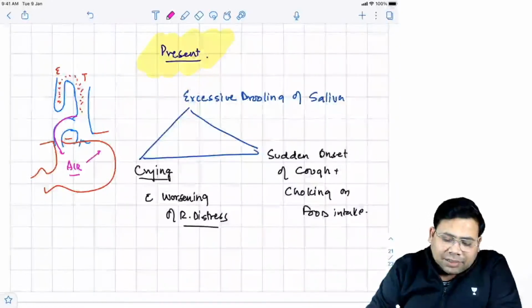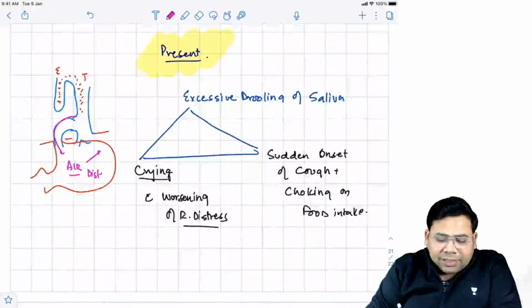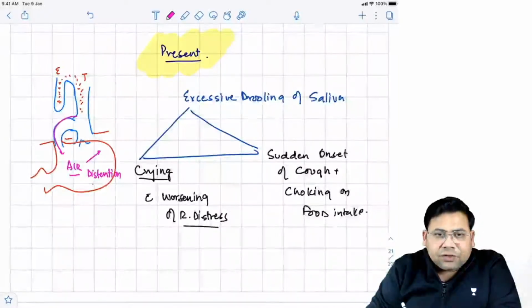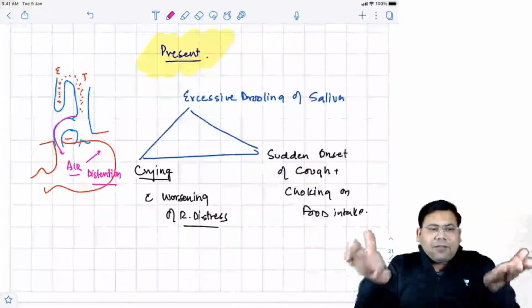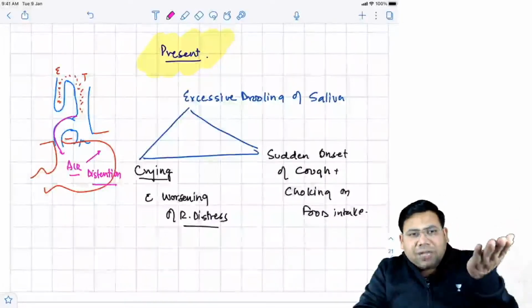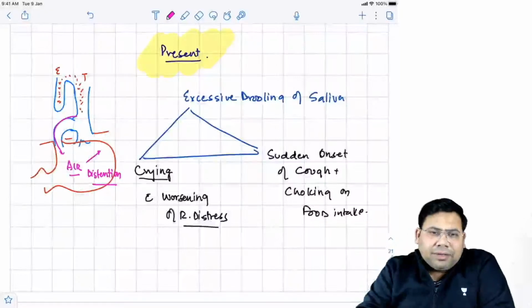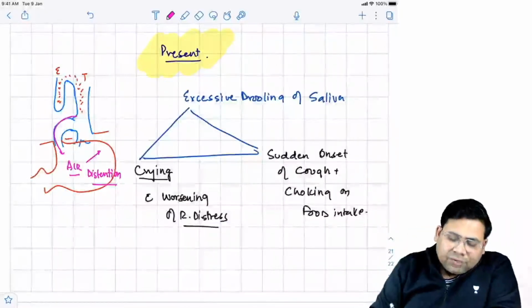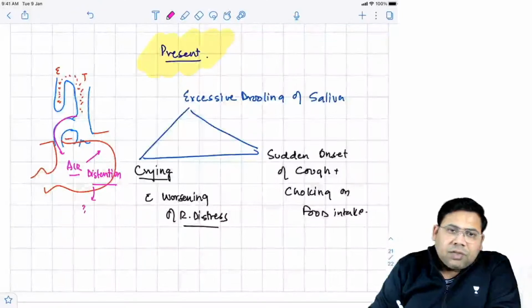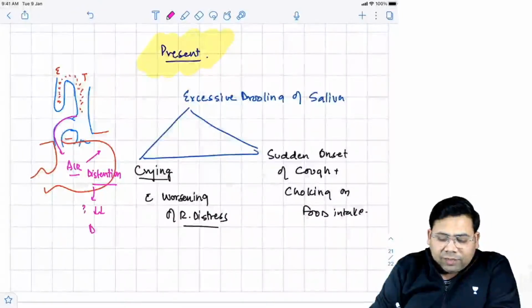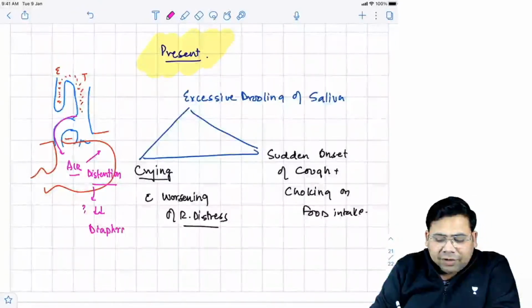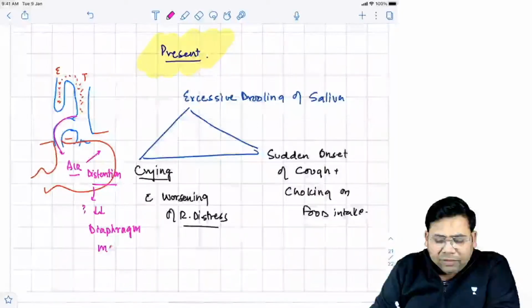So there is distension of the stomach, and when there is distension of the stomach, it will push the diaphragm up, and if it pushes the diaphragm up, the respiratory movements will be a bit jeopardized. Is that clear? So distension will actually reduce the diaphragm movements. So these are very, very important things that we all have to understand.